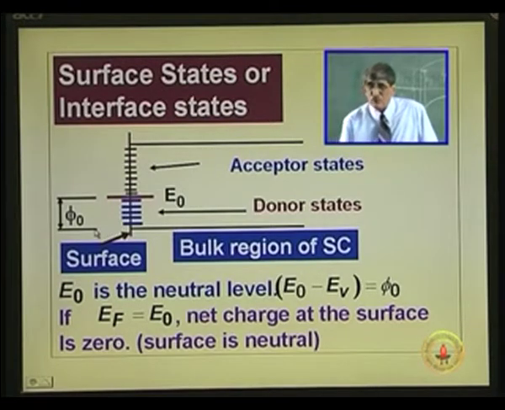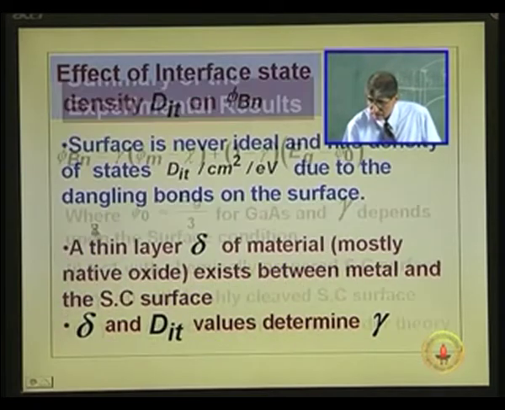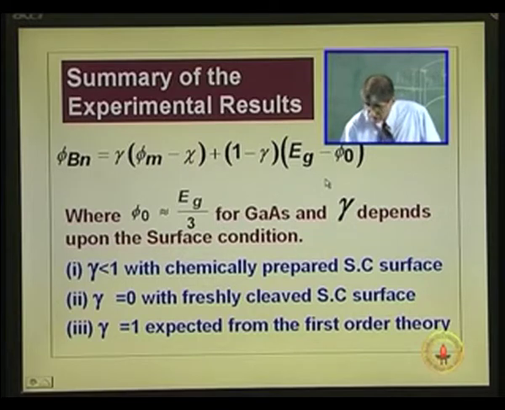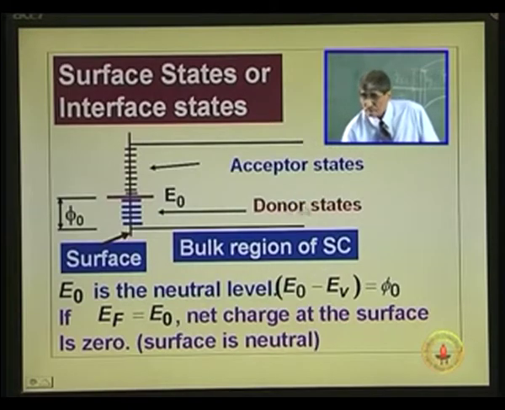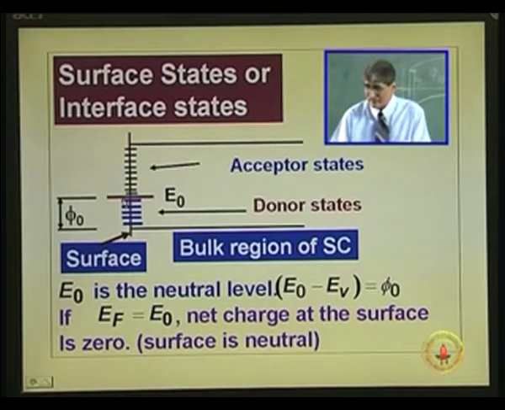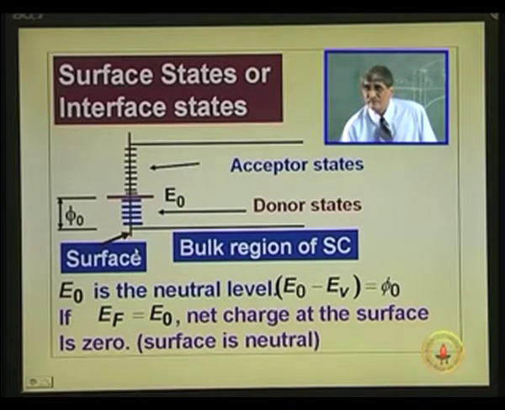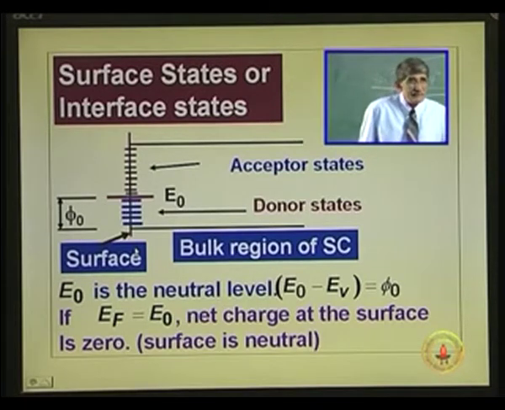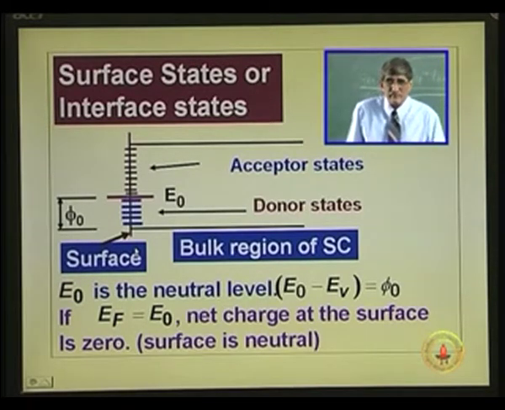In the equation that you wrote, go back to that, there is a phi naught there. That phi naught is this one. The phi naught is the difference in energy between the level E naught, what is E naught we will see, and the valence band edge. What is E naught? It is a level which separates between acceptor and donor levels.